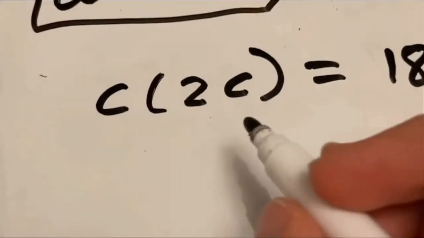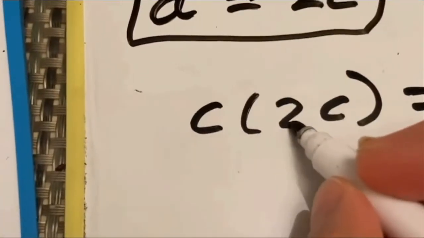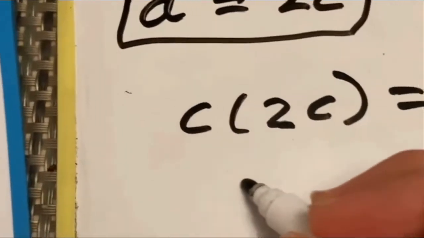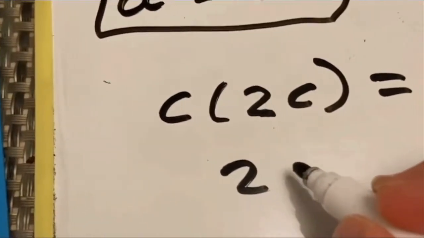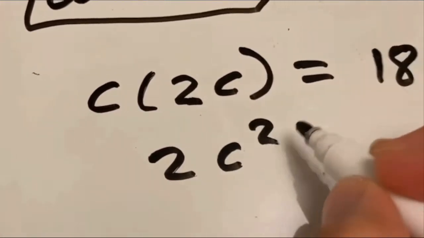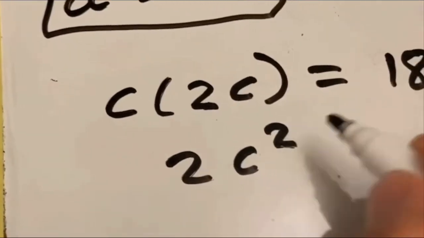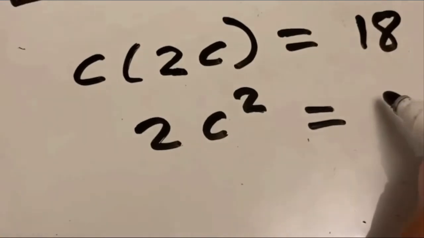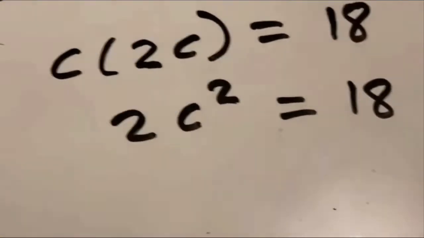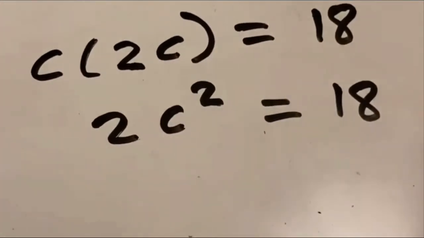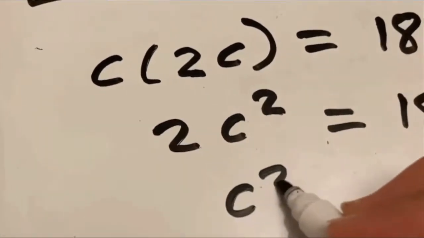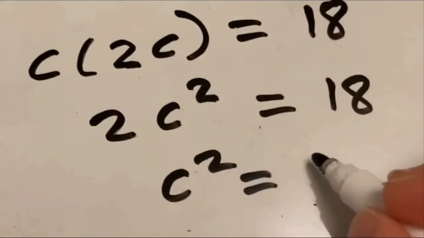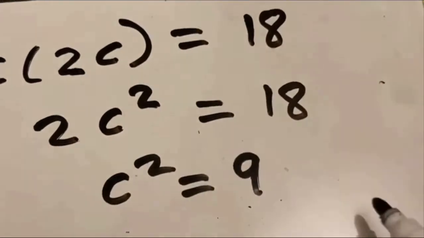And now 2 times c times c is 2c squared, because c times c can be written as c squared, and that is equal to 18. So now if I divide both sides by 2, I get c squared equals 18 divided by 2, which is 9. So I halved both sides.